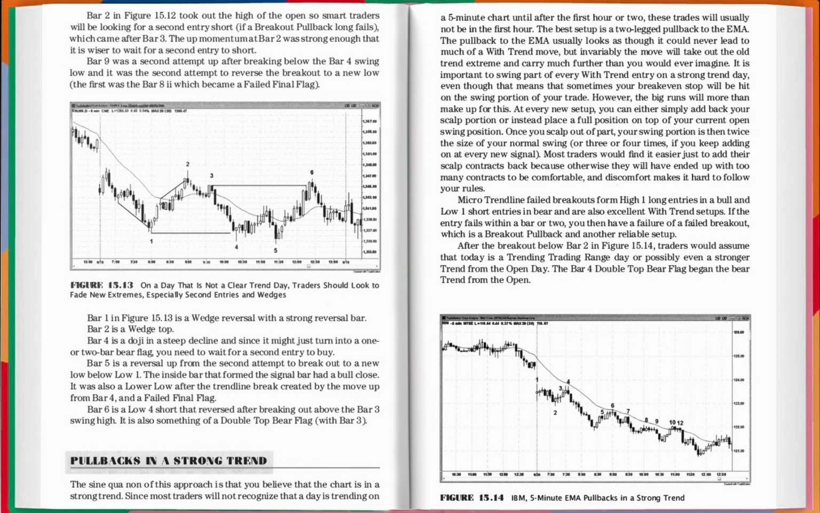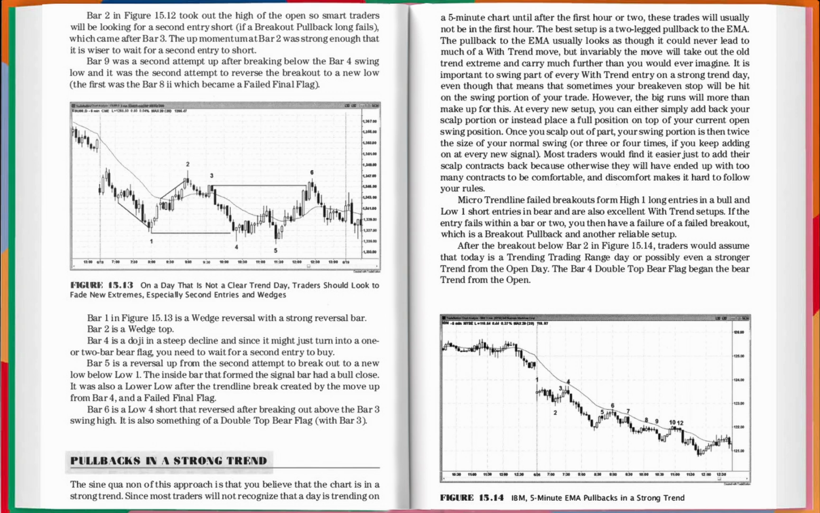It was also a lower low after the trendline break created by the move up from bar 4 and a failed final flag. Bar 6 is a low 4 short that reversed after breaking out above the bar 3 swing high. It is also something of a double top bear flag with bar 3, pullbacks in a strong trend. The sine qua non of this approach is that you believe that the chart is in a strong trend. Since most traders will not recognize that a day is trending on a 5-minute chart until after the first hour or two, these trades will usually not be in the first hour.